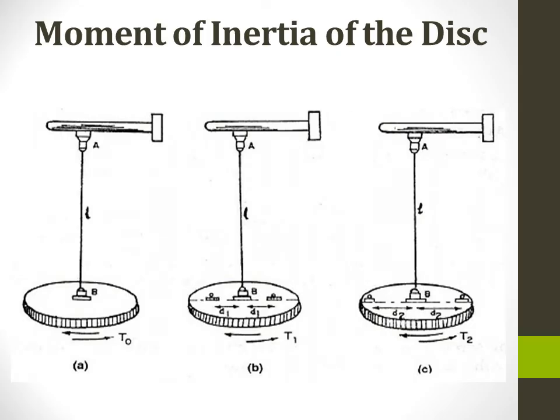To determine the moment of inertia of the disc, we find the time period of oscillation of the disc without any masses placed on the disc, which is denoted by T0. Next, we find the time period of oscillation T1 when the cylindrical masses are placed at a distance d1 from the center of the disc. Lastly, we find the time period T2 when the masses are placed at a distance d2 from the center of the disc.